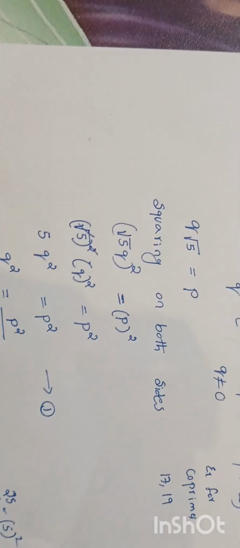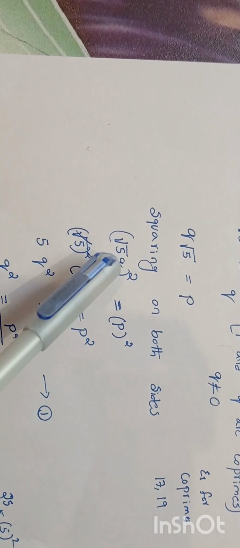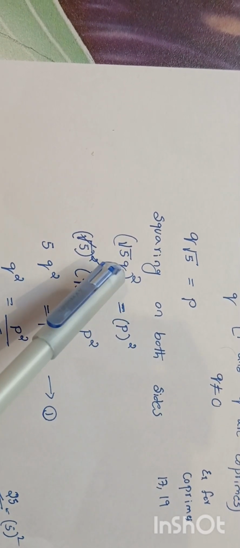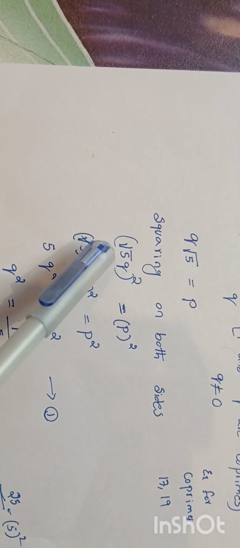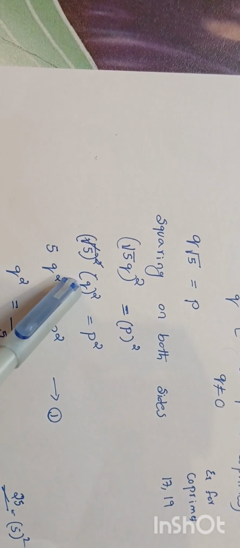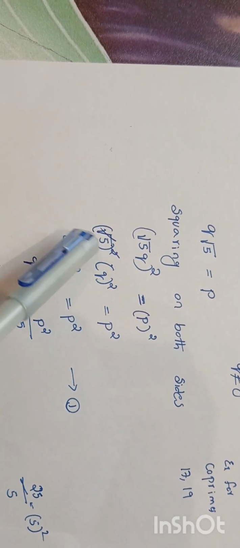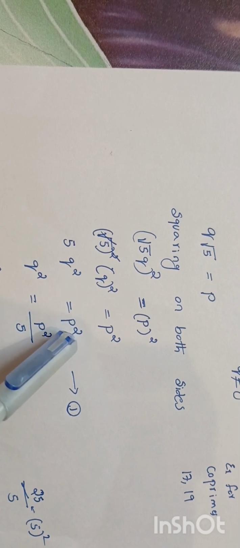By cross multiplying, we will get Q root 5 is equal to P. Squaring on both sides, we will get (root 5 Q) whole square is equal to P whole square. By applying square to both root 5 and Q, we will get (root 5) whole square and Q whole square is equal to P whole square. By cancelling square with root, we will get 5Q square is equal to P square.